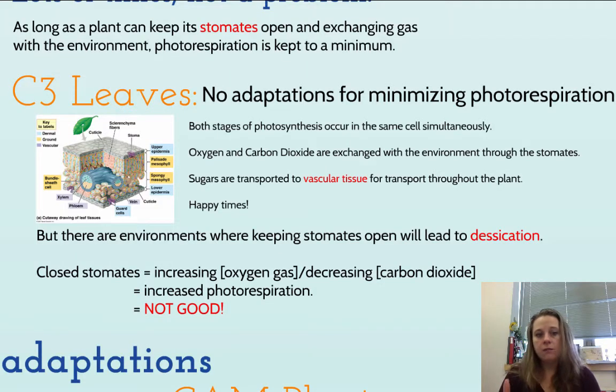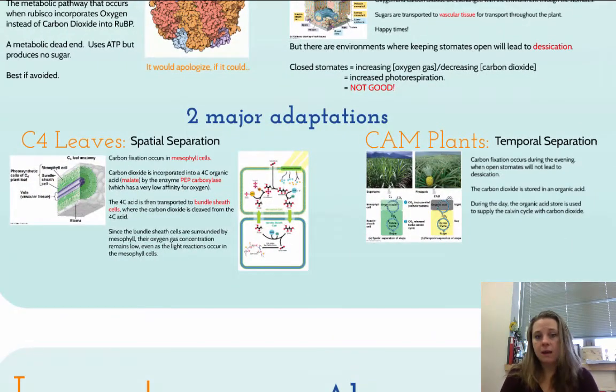However, in an environment where you constantly keep the stomates open, like hot or extreme temperatures, this can lead to desiccation, and you're going to have huge amounts of water loss. Closed stomates, you're going to increase oxygen inside the cells, decrease CO2 coming in, and increase photorespiration because, again, RuBisCo has a really high affinity for oxygen. No sugar gets made. I bet you can see the outcome there. Not so good.